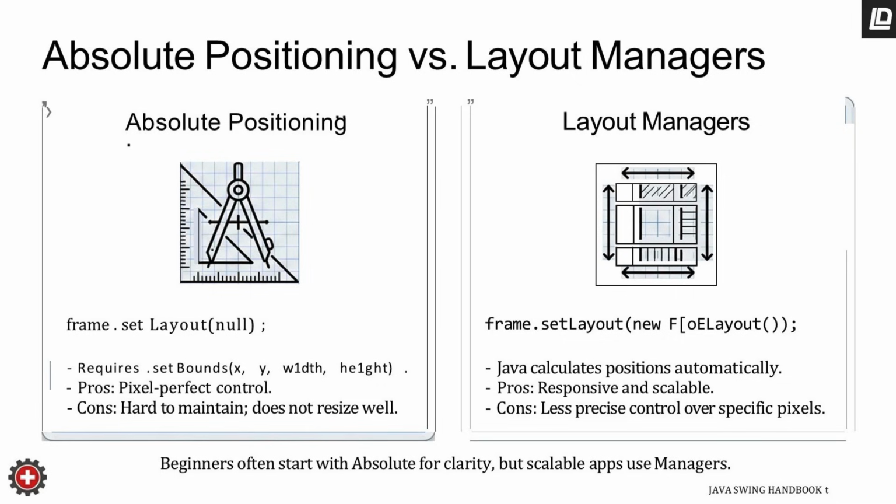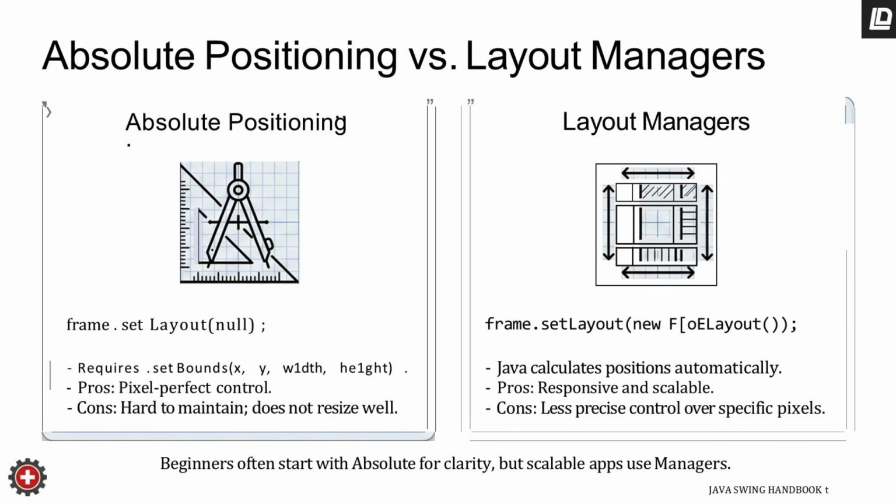Layout managers, on the other hand, automatically arrange components inside a container. Common types include FlowLayout, BorderLayout, and GridLayout. They make your GUI flexible and responsive, so it adapts to different window sizes. The trade-off is you have less precise control over exact placement, but it's easier to manage for medium to large applications. In short, absolute positioning is precise but rigid, while layout managers are flexible and scalable, usually the better choice for real-world applications.